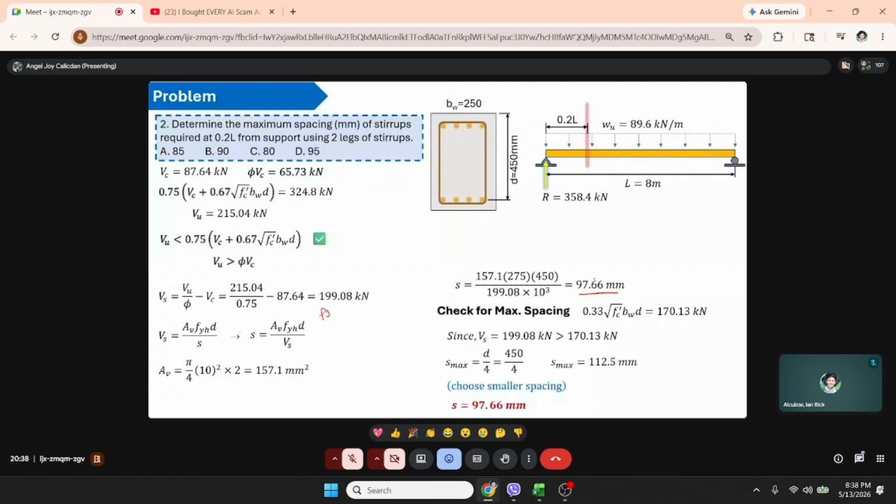So, the final answer is 97.66. And, if magpili ka sa choices, dapat ang pilion nimo kay ang smaller jud. So, 95, letter D. Smaller siya, but duol-duol ra siya sa final answer.